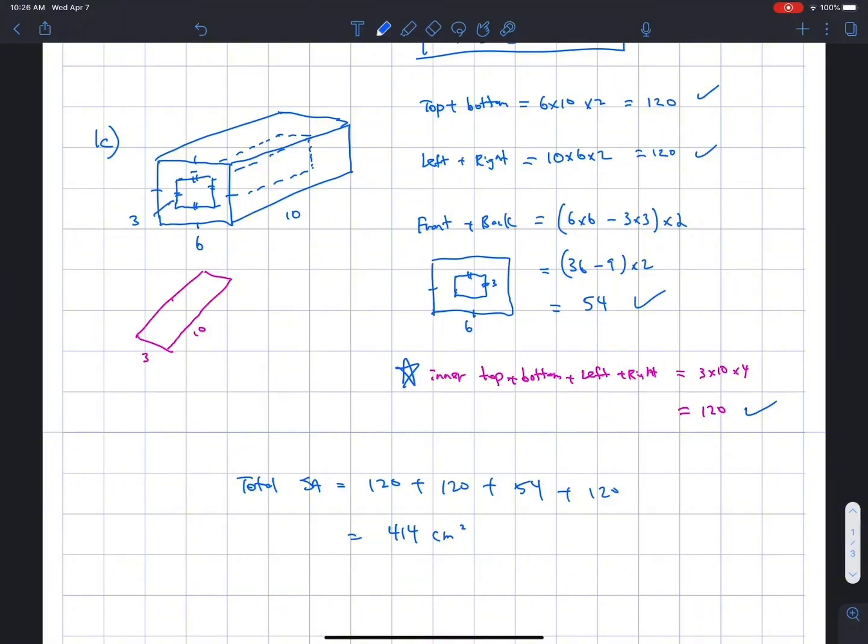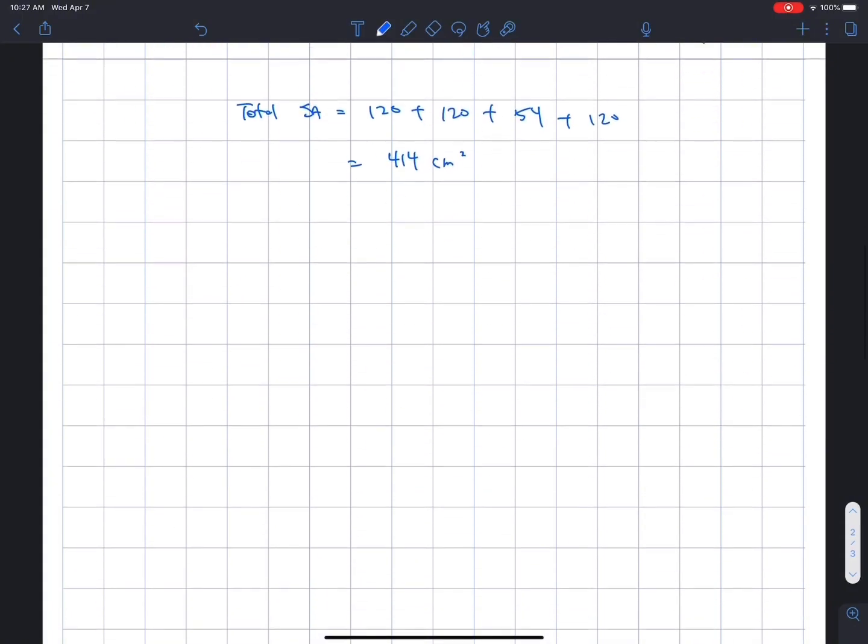Okay, so I'm just going to check at the back of the book to make sure that the book wants us to calculate the inside surface area as well. So this is 3.21C. Let's see, yeah, they also have 414. Okay, now moving on to D.